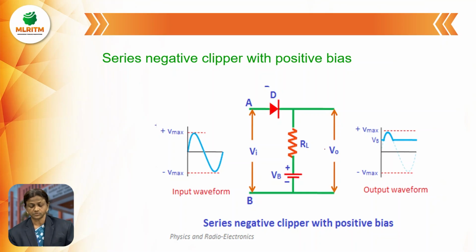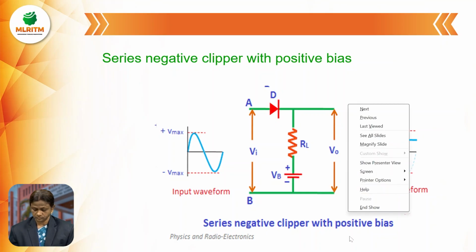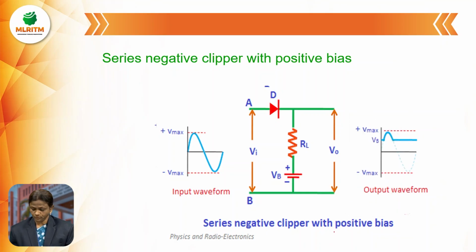During positive half cycle, what happens to the circuit? During negative half cycle, what happens to the circuit? So during the positive half cycle, terminal A becomes positive. Positive terminal is connected to anode of diode D. Whenever positive terminal is connected to anode, diode D is in forward bias. So due to Vi, diode D is in forward bias.